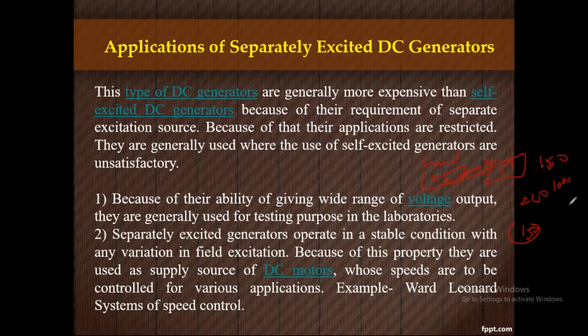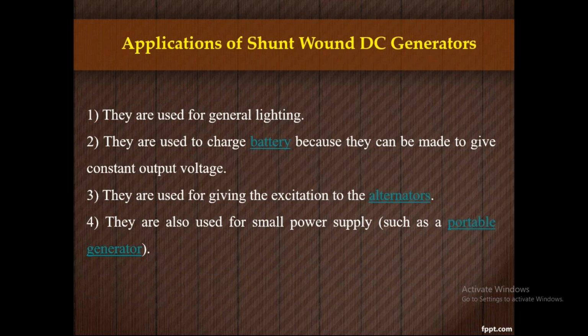Now let's move to the shunt generator. Applications are also most important, so just note these applications. Now let me see the applications of the shunt wound DC generator. These are the generators we use for general lighting, for example in functions, shopping complexes, and banks. So we are using generators like the DC shunt generator.